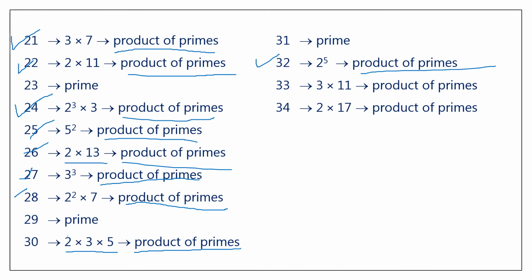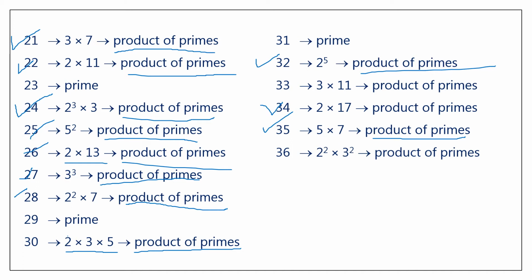34 is a composite number, you can write this as 2 into 17, that means expressed as a product of primes. 35 is a composite number, you can write this as 5 into 7, that means 35 you can write as a product of primes. Here the primes involved are 5 and 7.